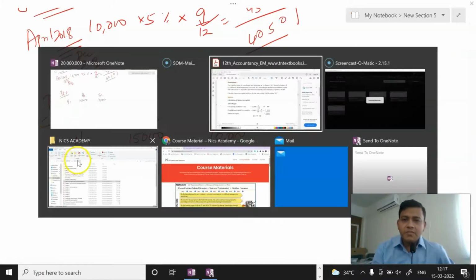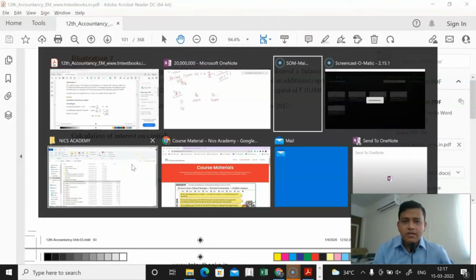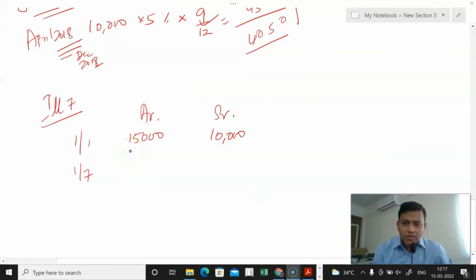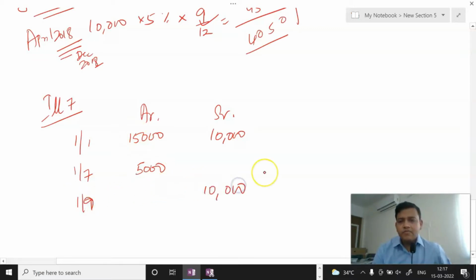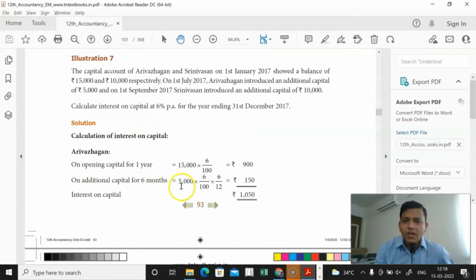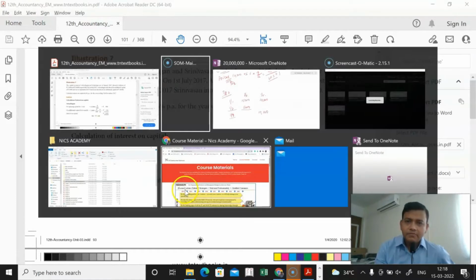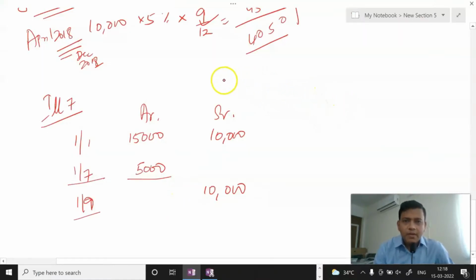Now let's read the next part. Arivaragan on 1st July introduced 5,000, and on 1st September Srinivasan is introducing 10,000. So this is the capital which has been introduced during the year. You have to calculate the interest on capital at 6% per annum.